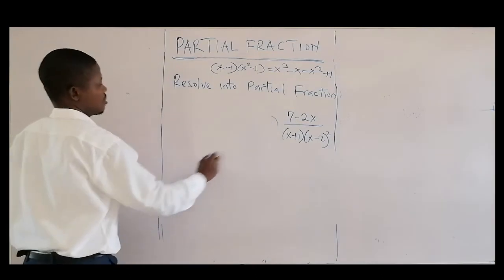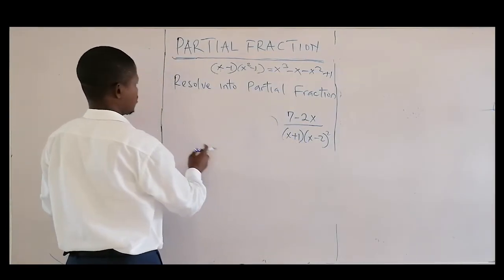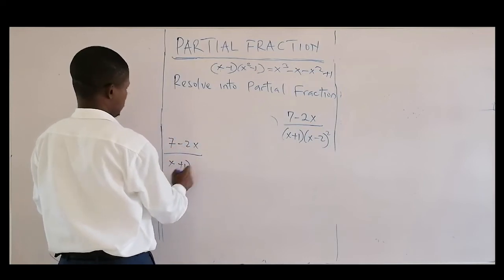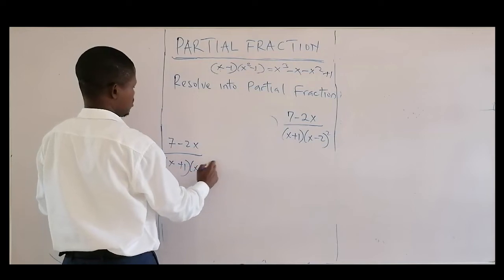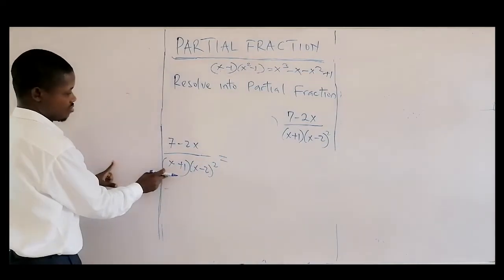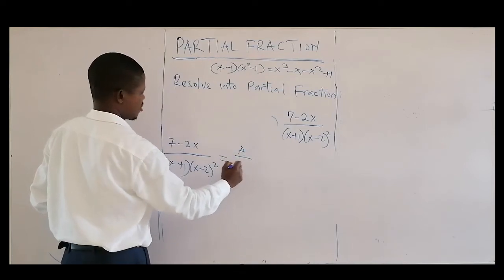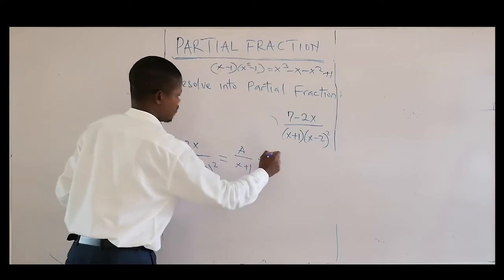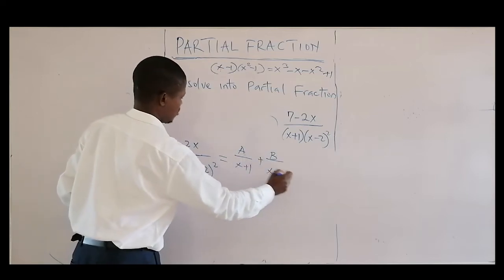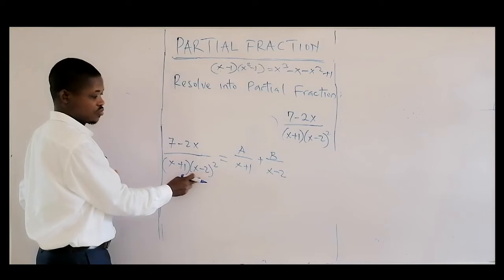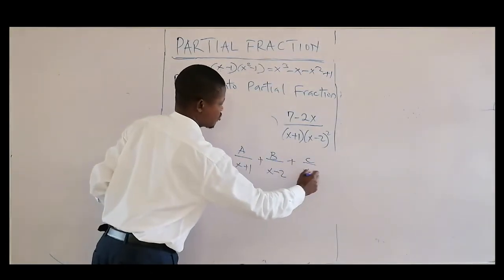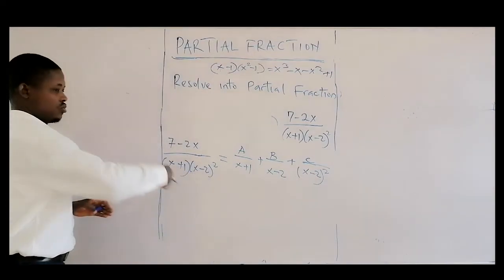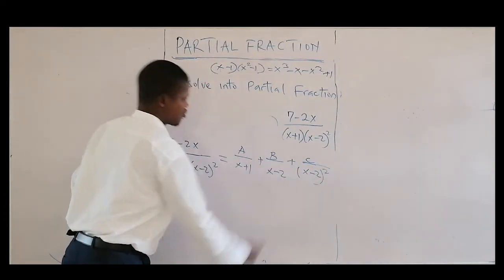Question 2. This question, resolve to partial fractions. So this will be equal to 7 minus 2x over x plus 1 into bracket x minus 2 squared. This is a linear factor, and that will be a over what? x plus 1, then plus b over x minus 2, which is a repeated factor. So we write the first one, then followed by the second one, x minus 2 all squared. If it's a repeated factor, you do the first one, power 1, power 2.